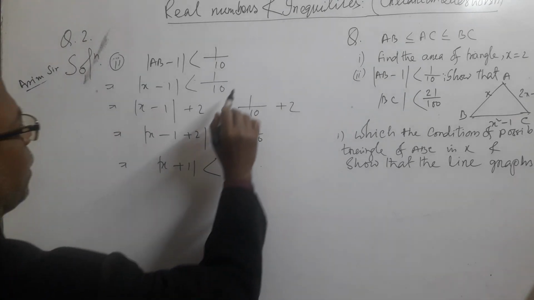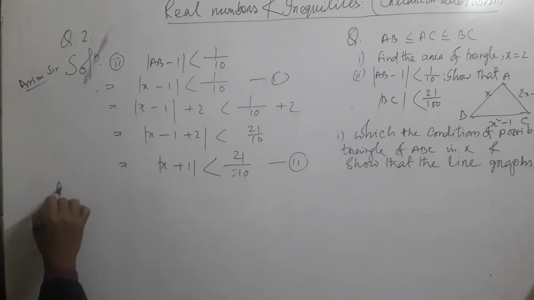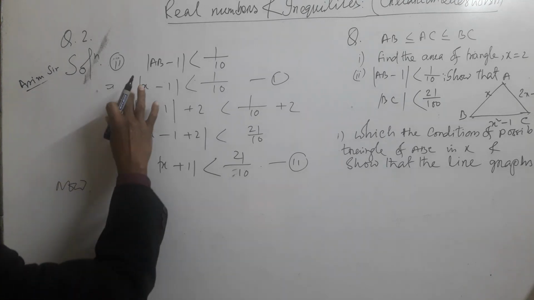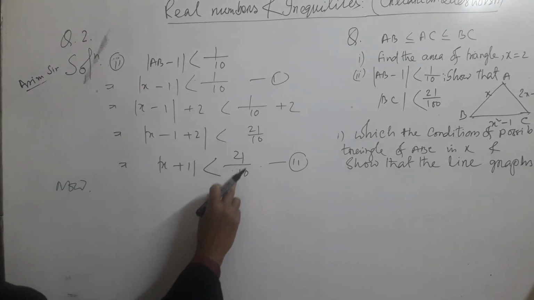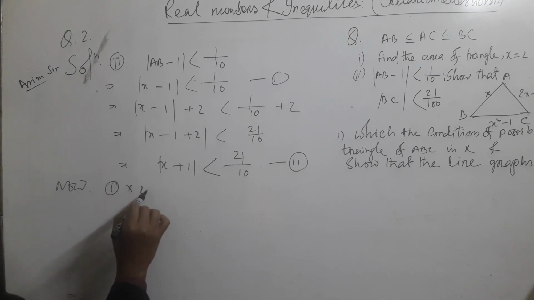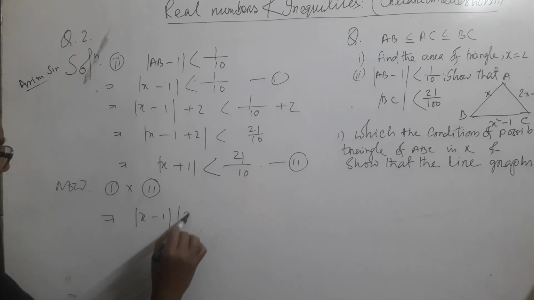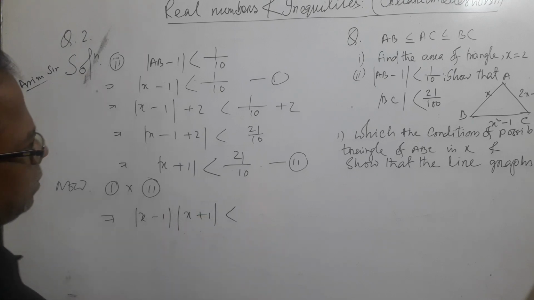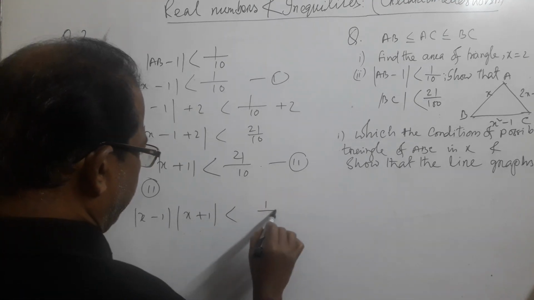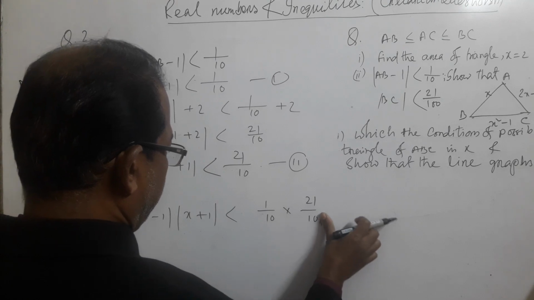So this is number 1, this is number 2. Now this and that, we multiply these, 1 and 2, with both sides. So modulus of x minus 1 and modulus of x plus 1 is less than 1 divided by 10 into 20 divided by 10.